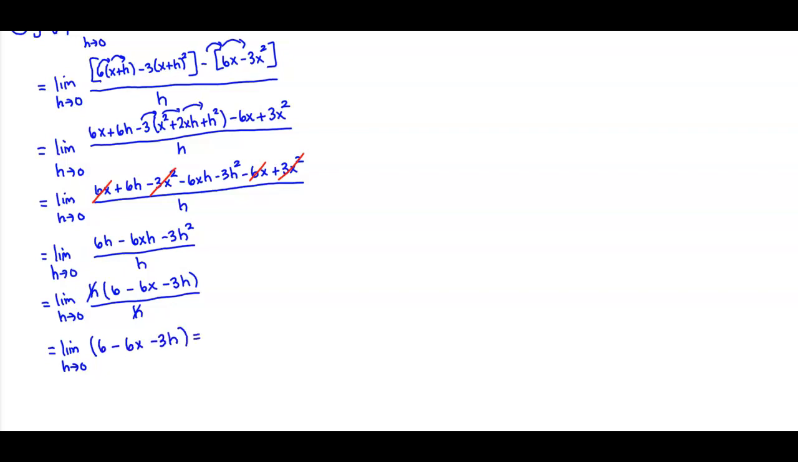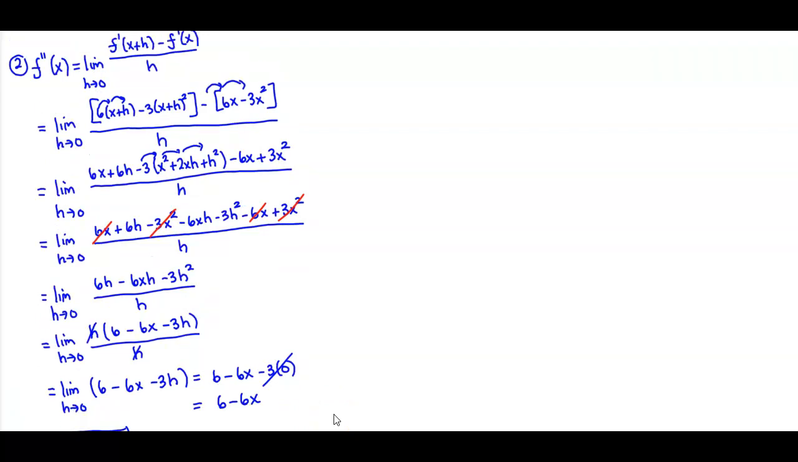And so if we apply the 0, we have 6 minus 6x minus 3 times 0, which gives us 6 minus 6x. And therefore we would say that the second derivative of this function is equal to 6 minus 6x.